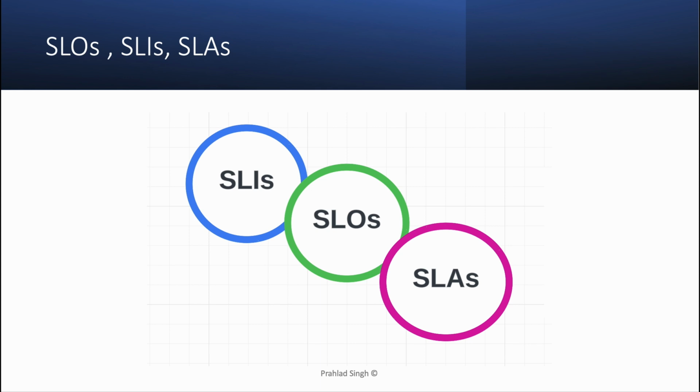Hi and welcome back. In this video, we'll be discussing SLO, SLI, and SLA. These are important concepts in software engineering that help organizations set goals and measure performance. Let's dive into each of these concepts and provide examples for each.